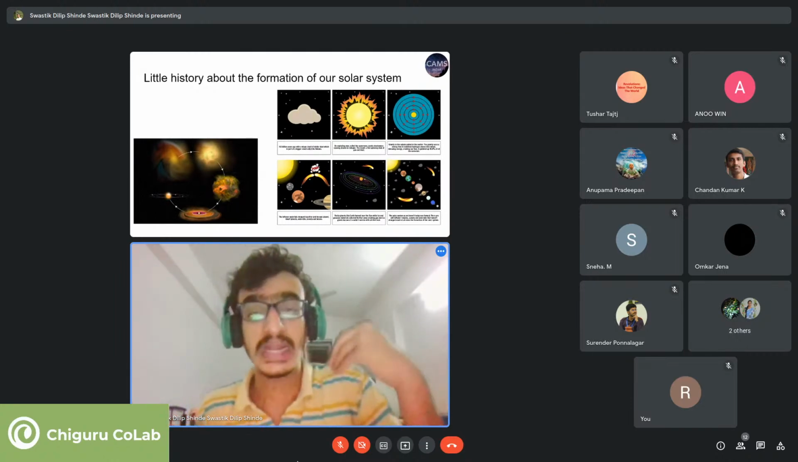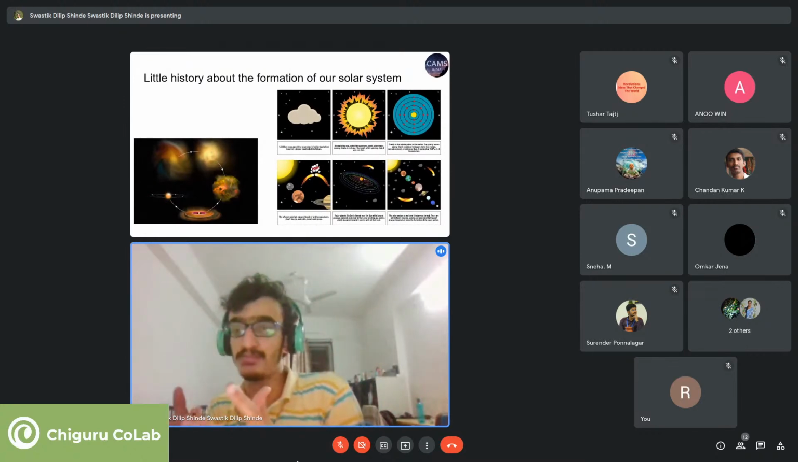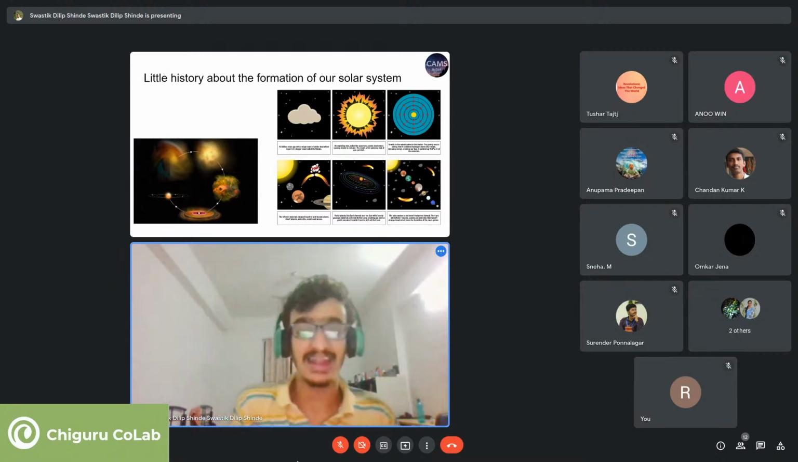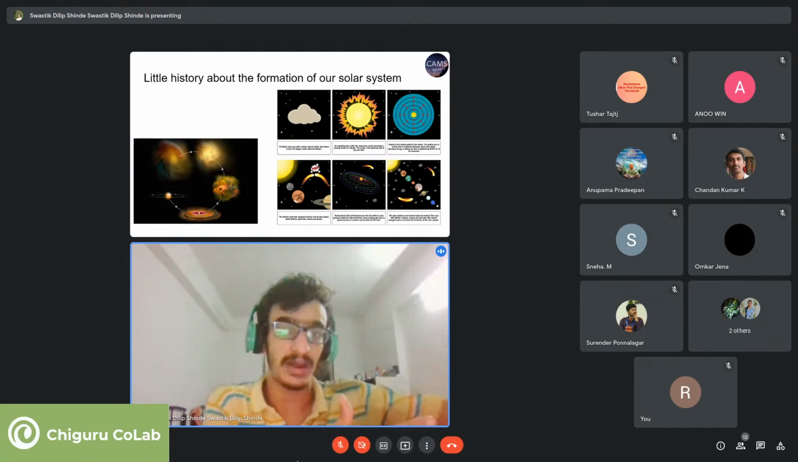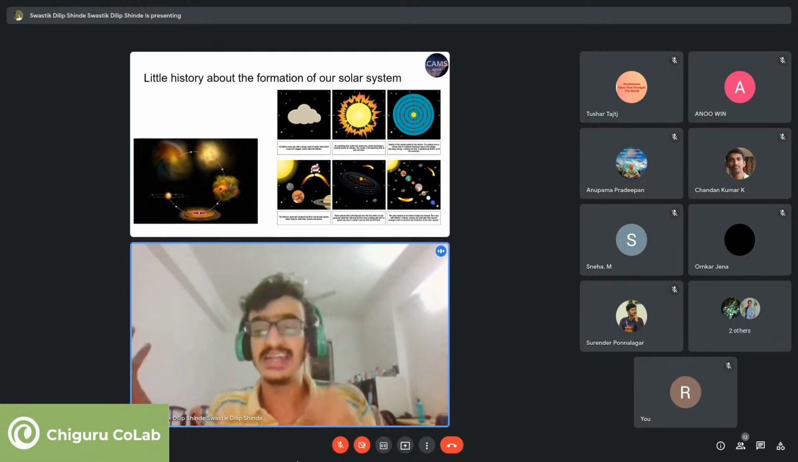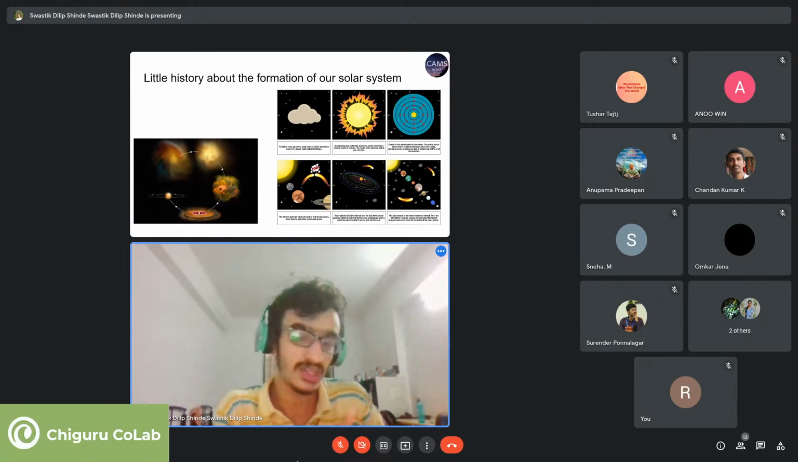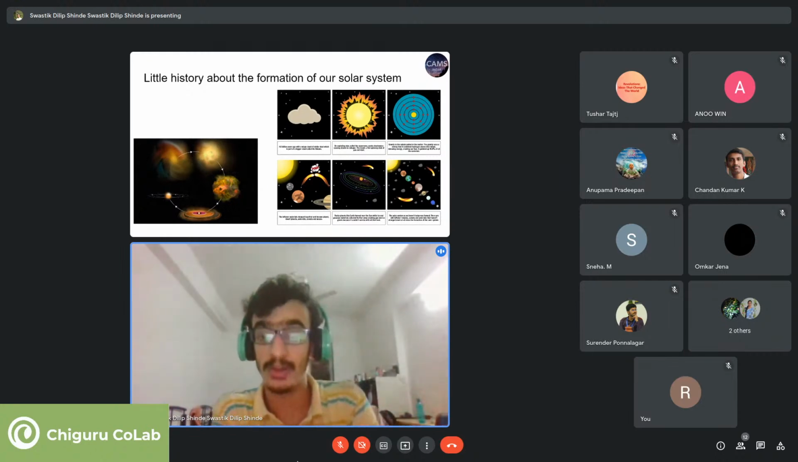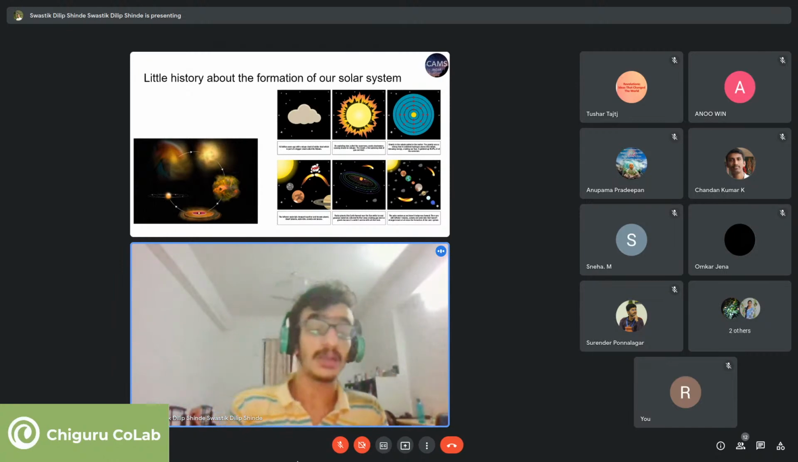Now the cloud does not remain uniform, and because of that, one region becomes more dense and has more gravitational pull, and that region starts pulling the particles from the outer parts inside. Okay, and this leads to a star. So not the whole big cloud falls to become a star, whereas a part of the cloud becomes a star. Okay, and the remaining cloud leads to the formation of planets.